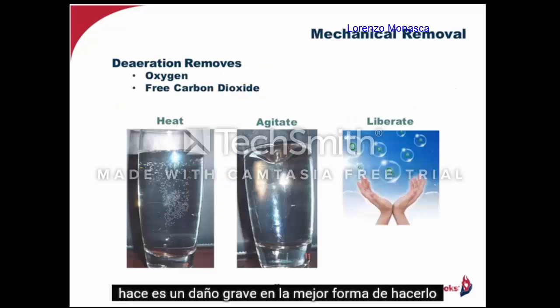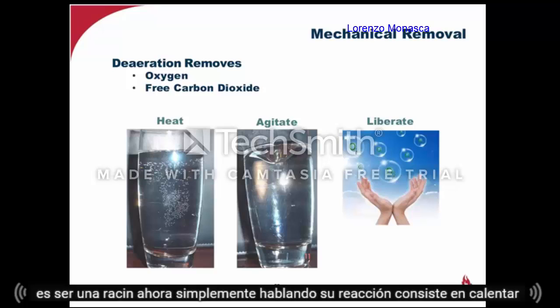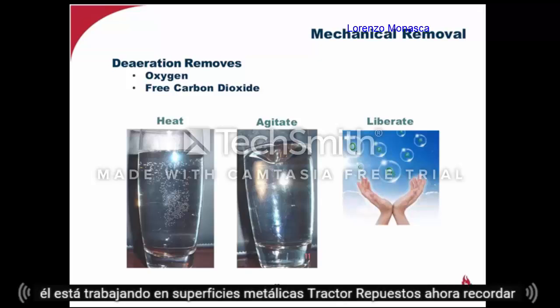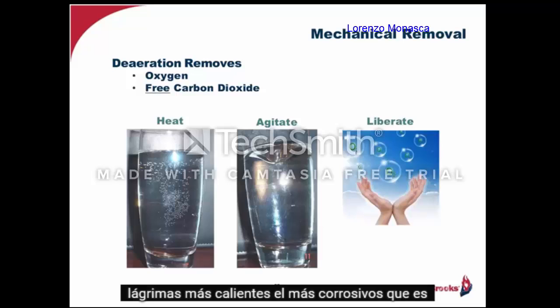And the best way to do that is through deaeration. Now, simply speaking, deaeration involves heating, agitating, and liberating the O2 or the oxygen from the system before it can attack the ferrous metal surfaces. Now remember, the hotter it is, the more corrosive it is. But it's that heating and agitation which also releases it from solution, allowing it to be purged into the atmosphere.